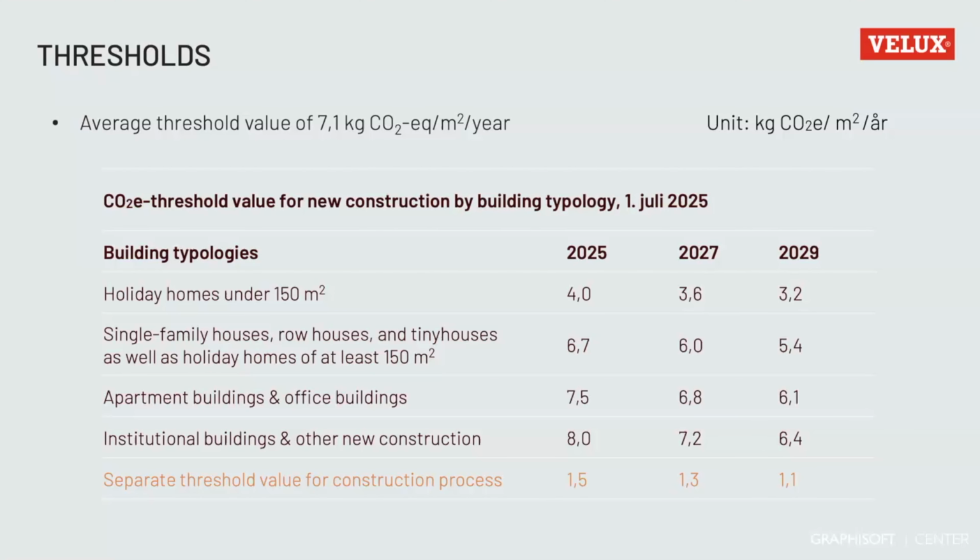So you can see the black values are the CO2 thresholds that the architects have to be below, and the orange one is the one that's documented by the contractor. So the contractor must make sure that the transportation from factory to building site and the energy used on the building site, along with waste, is less than, for now, 1.5 kilograms of CO2 per square meter building.